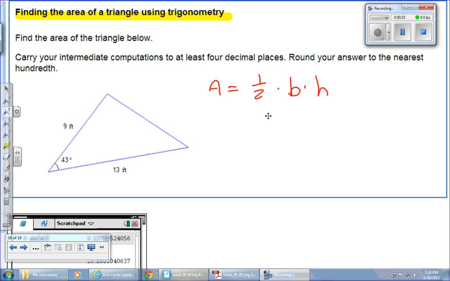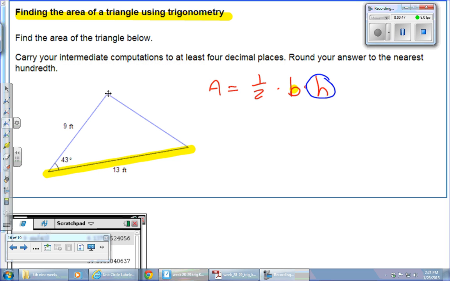Now, a couple things we need there. We need the base, we need the height, and really that's it. So if you think about this triangle, we kind of already have the base. This is our base right here, this length. So that's B, which is 13, which is great, but we don't have the height. That is our issue.